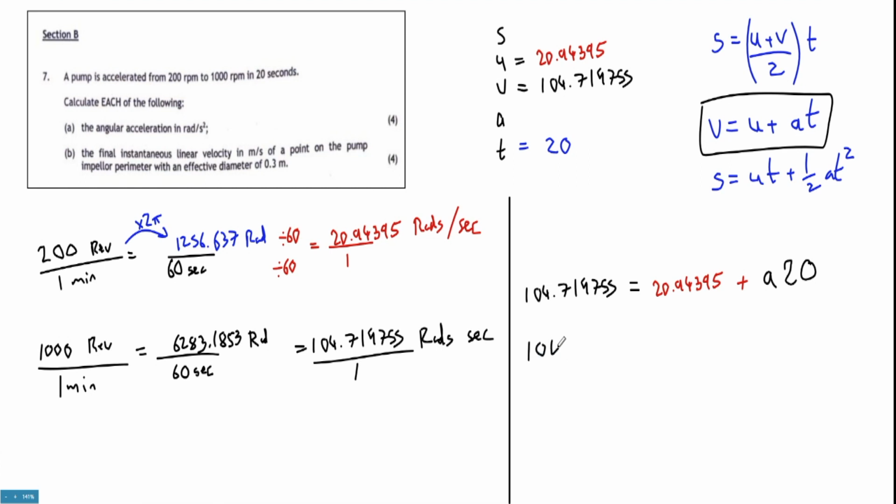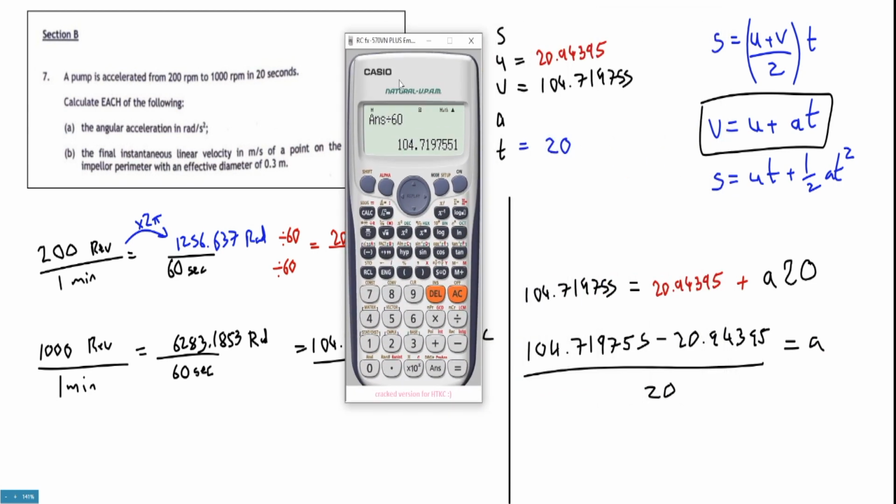It'll be 104.719755 minus the 20.94395. And then that will get us the A times 20, and then we're going to divide that whole thing by 20 to get the acceleration by itself. All right, there's my 104 already in there, minus the 20.94395, and divide that by 20. We get 4.1887.